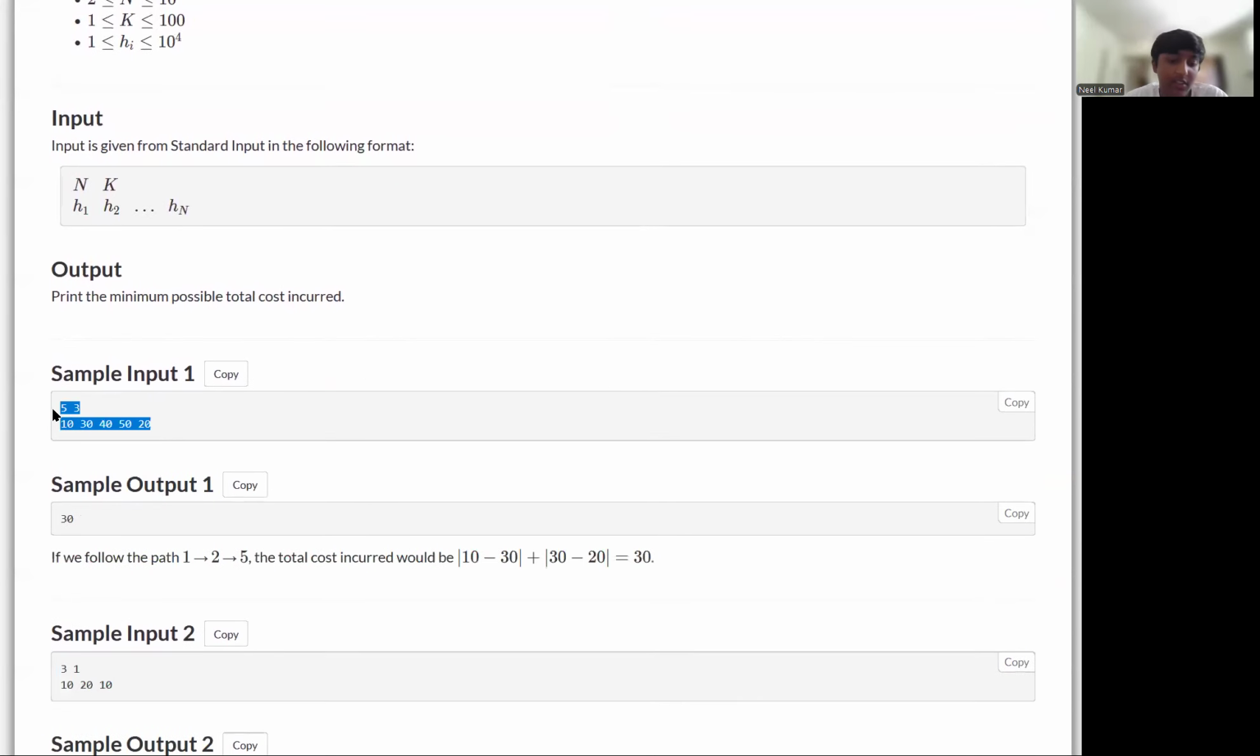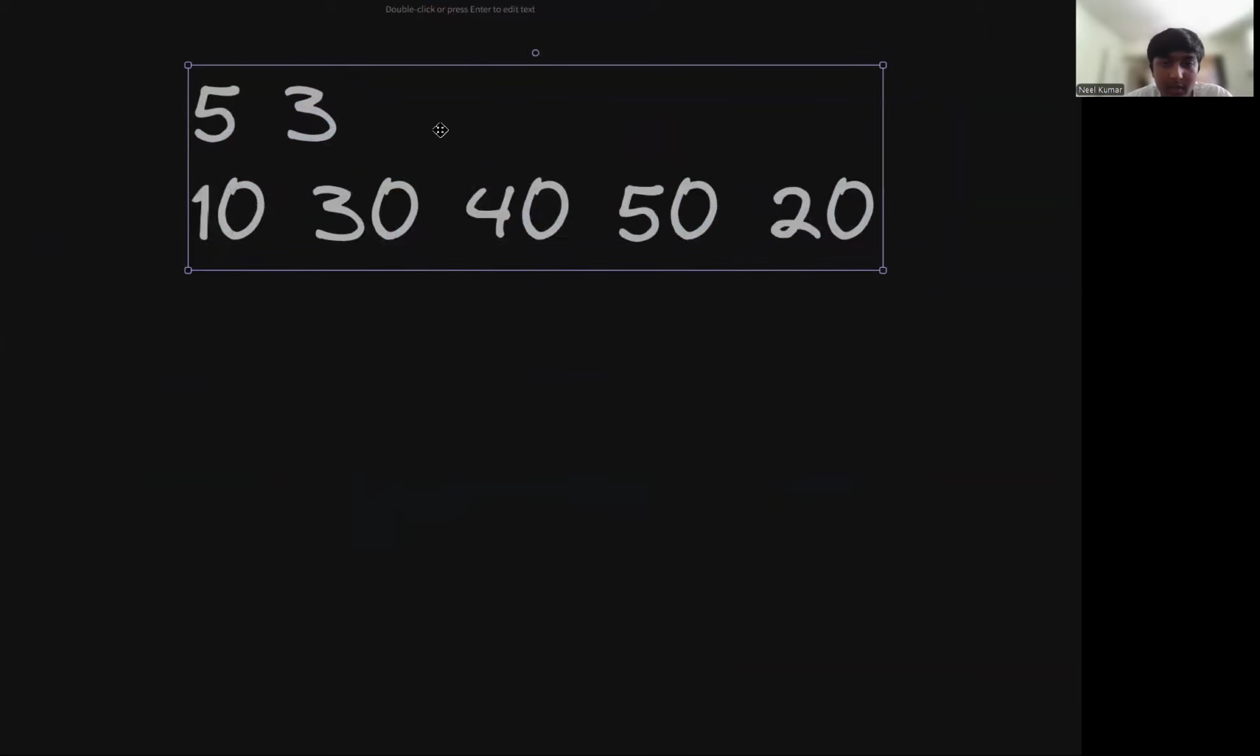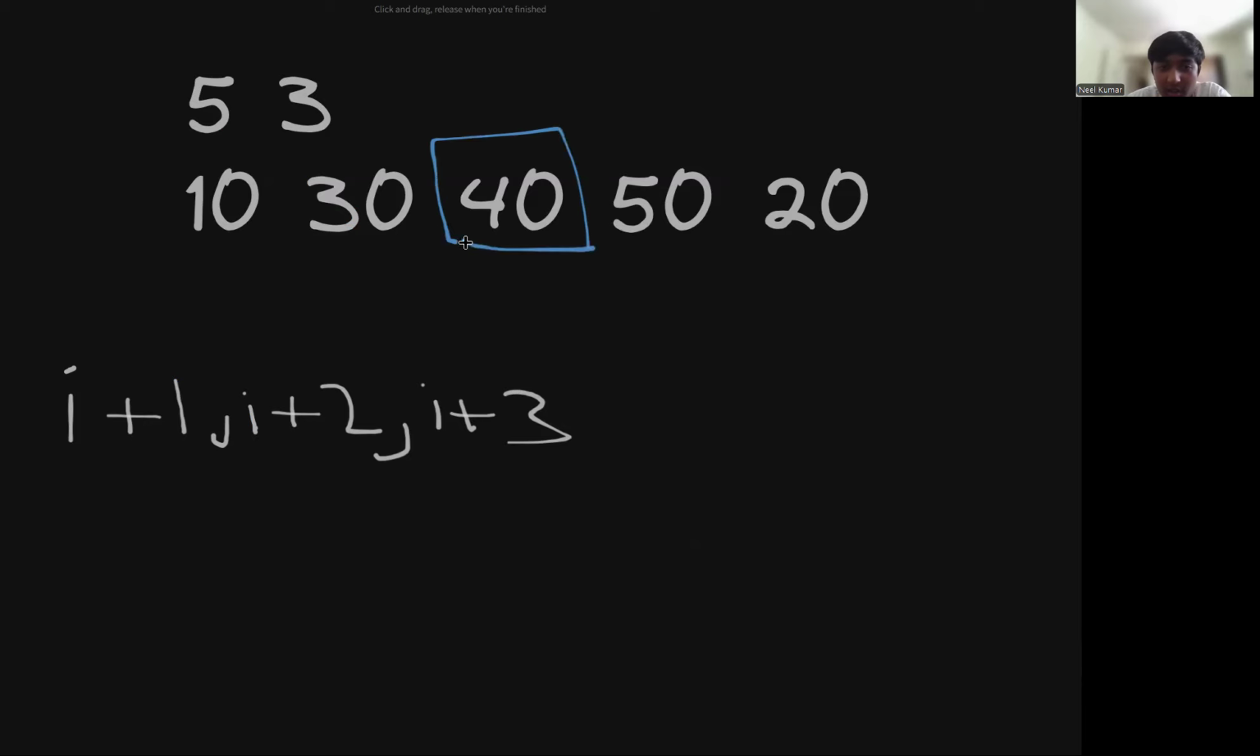So let's look at this first sample input. Here our k is 3, so from any i, we can jump to i plus 1, we can jump to i plus 2, and we can jump to i plus 3. So how do we find the minimum cost incurred to get to the last stone? Well, let's take 40 as an example. What's the minimum cost to get to 40?